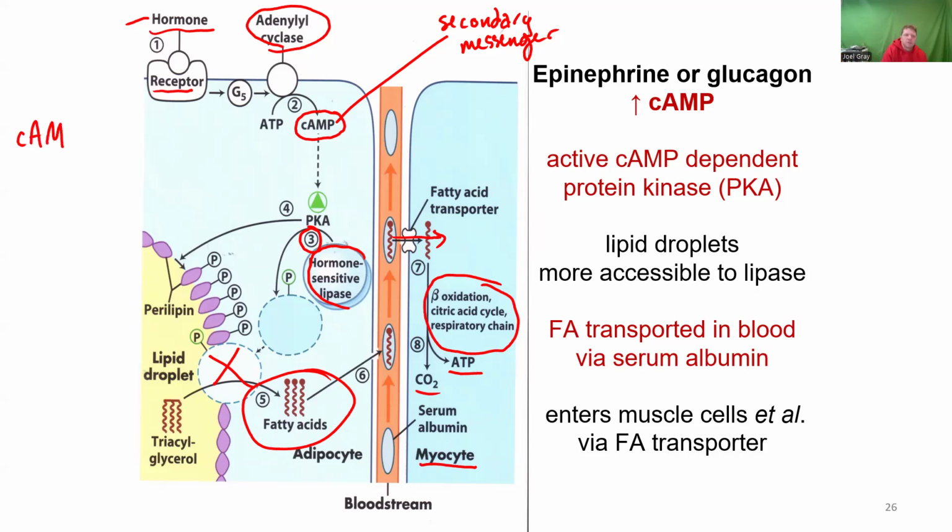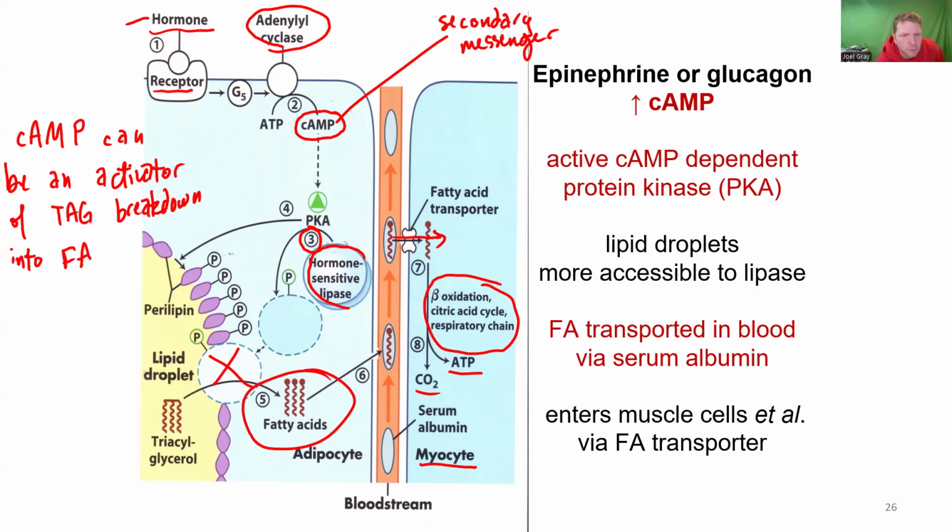is that cAMP can be an activator of TAG breakdown into fatty acids. Yeah, that's the important takeaway from this. In those fat cells, those adipocytes, that's where there's lots of triacylglycerols that are then broken down into fatty acids. Those fatty acids, FA, are exported to other cells for breakdown.